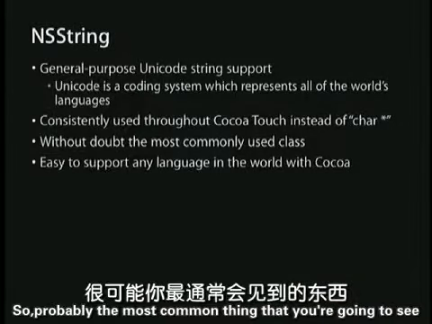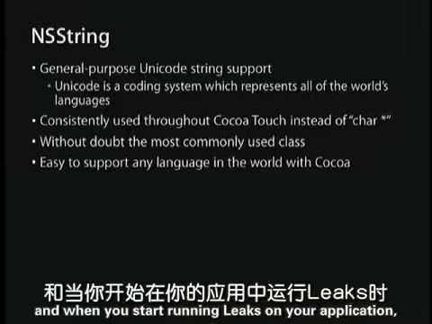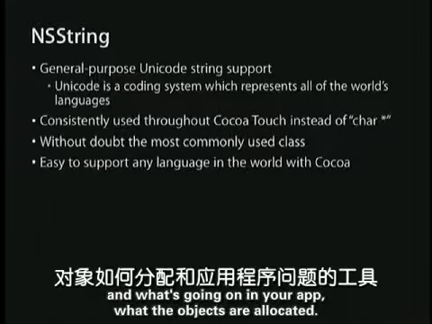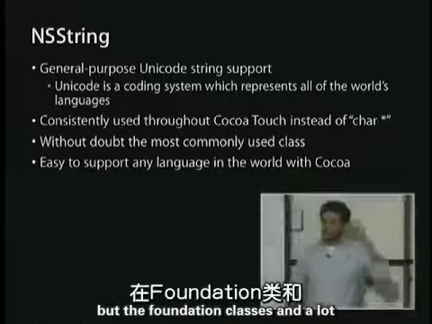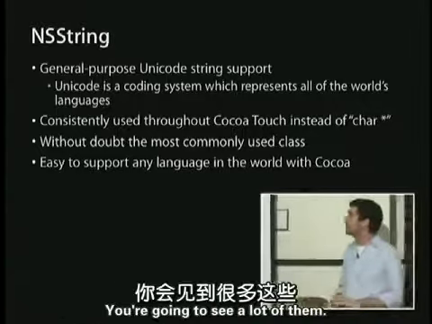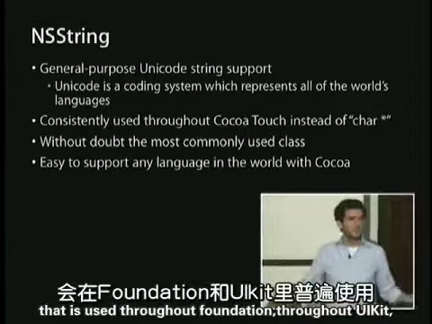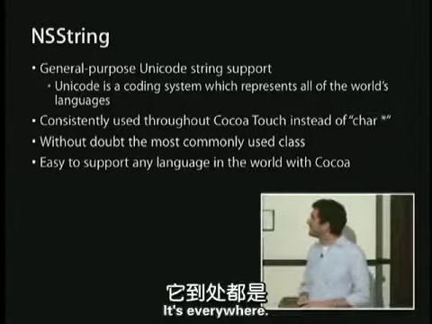Probably the most common thing that you're going to see in terms of objects throughout your system, and when you start running Leaks on your application, which we'll talk about later, it's a tool to let you examine the memory space and what's going on in your app, what objects are allocated. You're going to see a lot of NSStrings, not just your own, but the Foundation classes and a lot of the system itself allocates a lot of NSStrings. You're going to see a lot of them. So the general purpose string object that is used throughout Foundation, throughout UIKit, you're going to be dealing with this one a lot. It's everywhere.